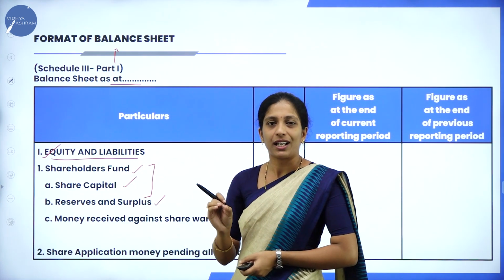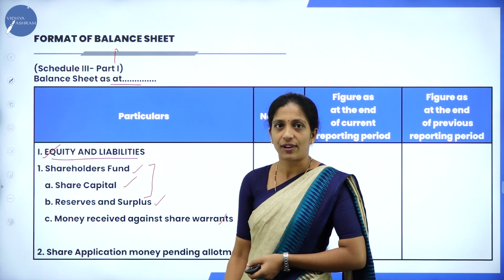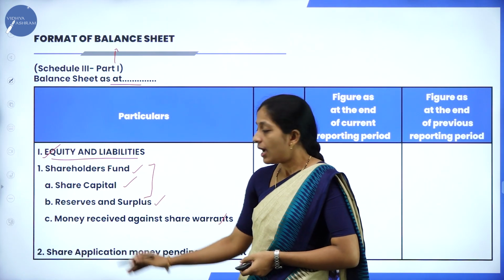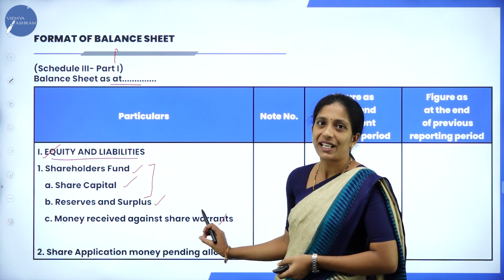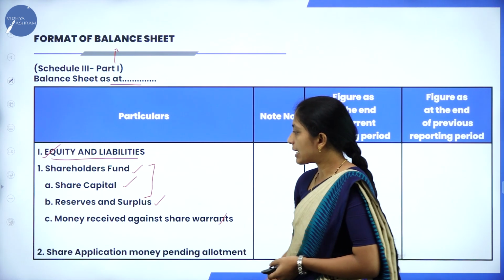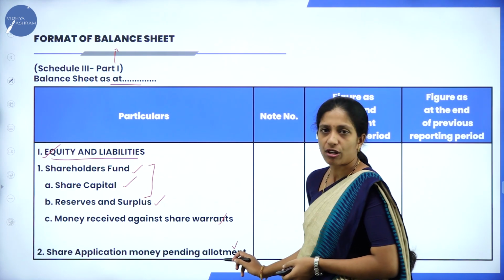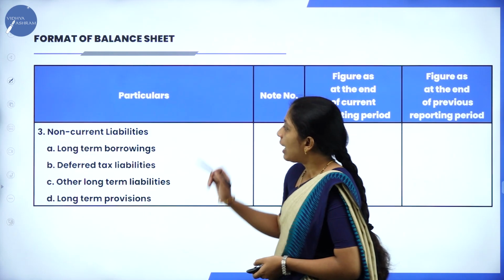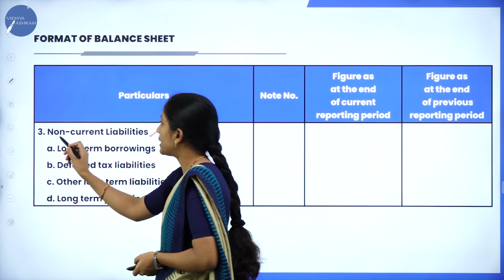First, you will write Roman number 1, equity and liabilities. Under that, first one, shareholders fund. Below that, share capital, reserves and surplus. And the C is money received against share warrants. It will not be given as per the PU board. And the second is share application money pending allotment. So this is also part of the format, but you don't have it in your PU syllabus, no need to worry. And the third is non-current liabilities.